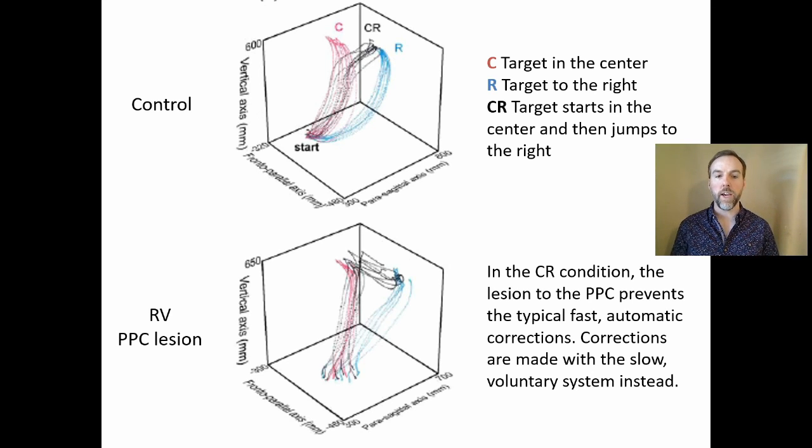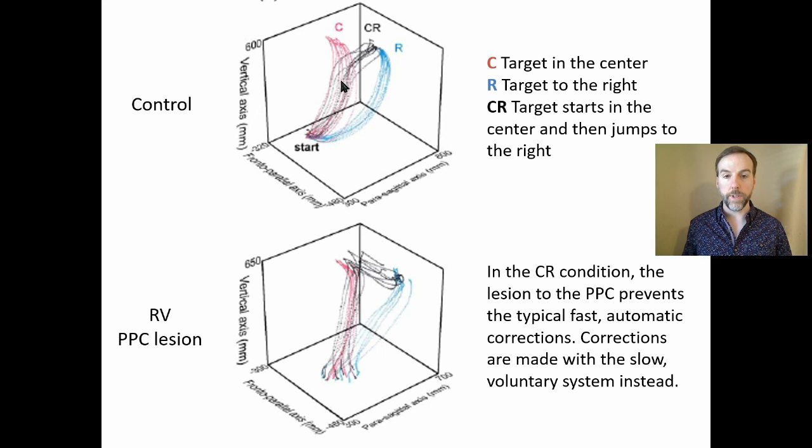Now let's take a look at RV's results. So remember with RV, she has a V in her name, so her ventral stream is intact, her dorsal stream is damaged. So what we're expecting to see here is that she cannot make fast automatic corrections. And sure enough, she can move to the center, she can move to the right, but when the target jumps, you see she goes to the original target location. We don't see evidence of those fast automatic corrections.